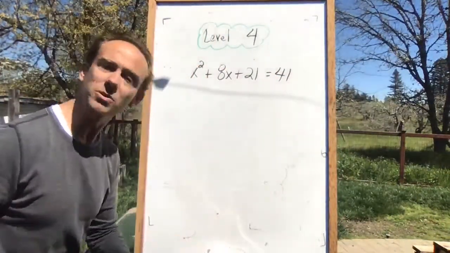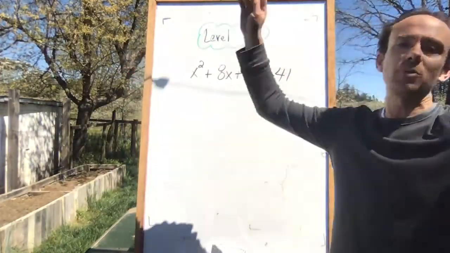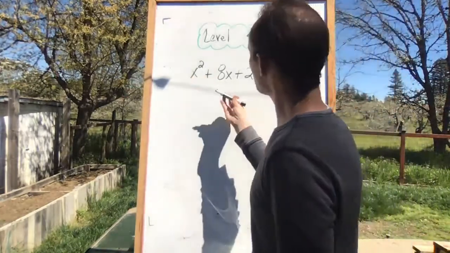All right, so we're going to approach this the same way we've approached all of them. We're going to use the Quadrus method. We're going to model this thing as a square. We're going to start with the first term, x squared. Let's build it.